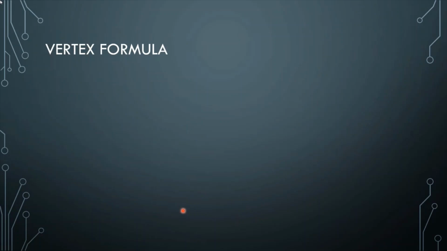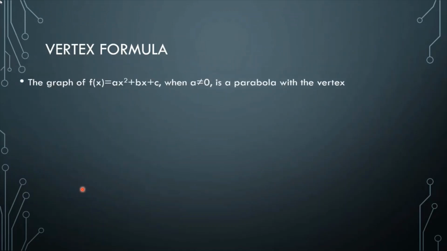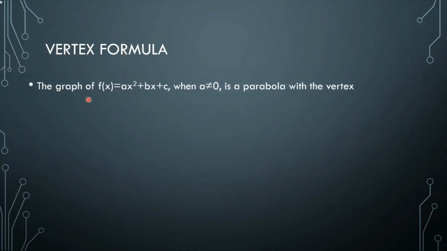Alright, so now let's look at the vertex formula. The vertex formula is very useful because it finds the vertex. Now when you graph f of x, and f of x is the same as y, it's function notation, you have ax squared plus bx plus c. And that's a parabola. Parabola is another name for quadratic function. Now this vertex formula, draw a little picture here.